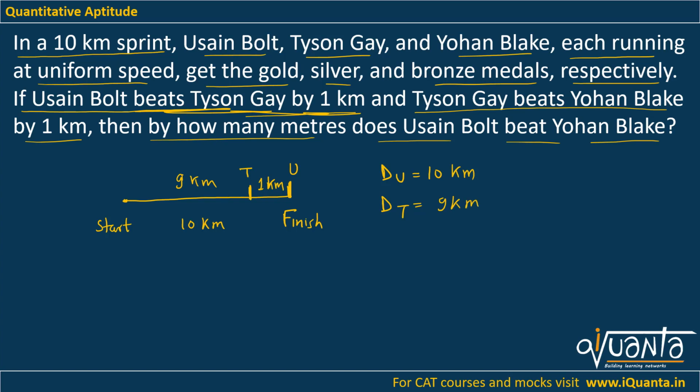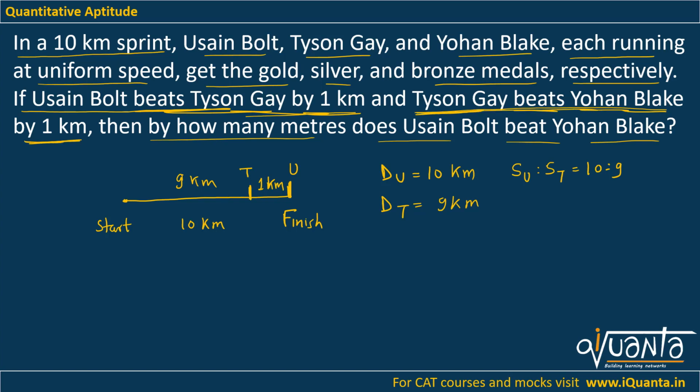We know that distance is directly proportional to speed, so that means the speed ratio of Usain Bolt and Tyson Gay would be 10:9. Because distance ratio is equal to speed ratio, let me write the speed ratio of Usain Bolt and Tyson Gay, it would be 10:9. The similar condition has been given to us for Tyson Gay and Johan Blake, because we have been given that Tyson Gay beats Johan Blake by 1 kilometer.